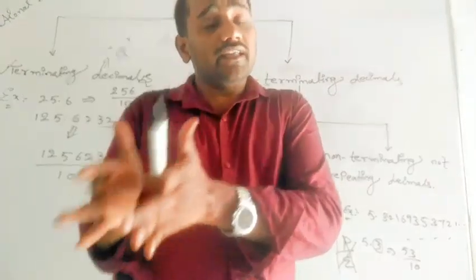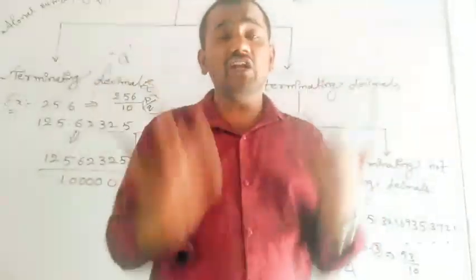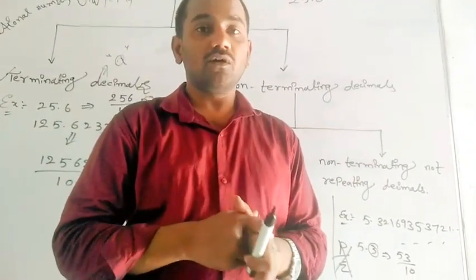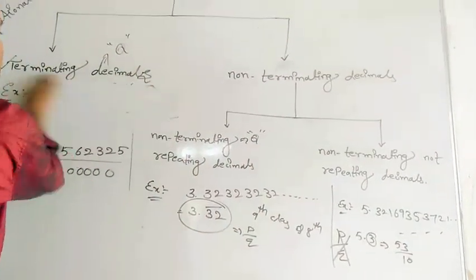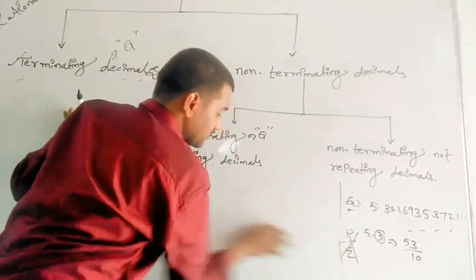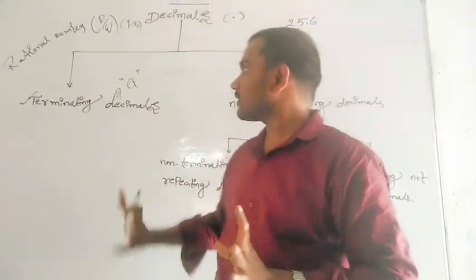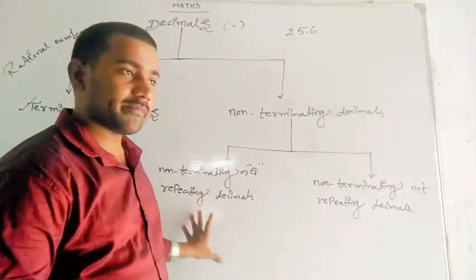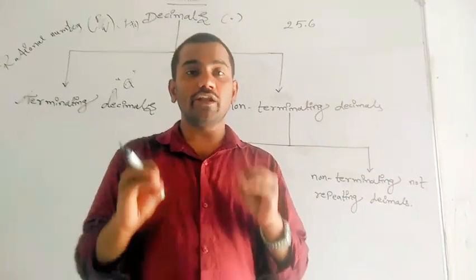In exercise 1.3, there will be problems like how to identify terminating and non-terminating decimal numbers directly by looking at the question itself. There are some theorems here; there are 3 theorems in the textbook. Theorem number 1. We already know about terminating decimal numbers, non-terminating repeating decimal numbers, and non-terminating, non-repeating decimal numbers. So here I will tell you.